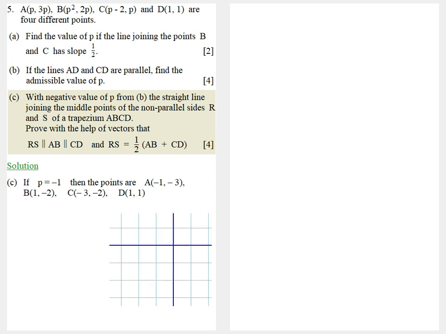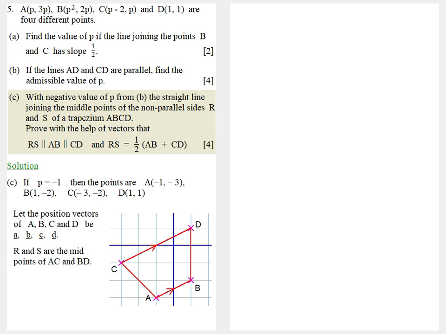It's a good idea to draw a diagram. We can mark in the points A, B, C and D and draw in the sides. Then let the position vectors of the points A, B, C and D be the vectors a, b, c and d. Now R and S are the midpoints of AC and BD, so we can mark them in on the diagram and draw the line RS.